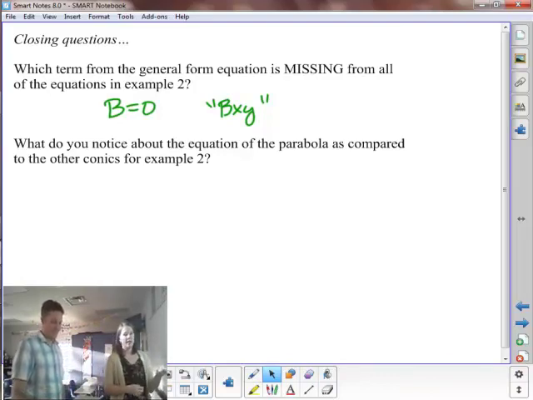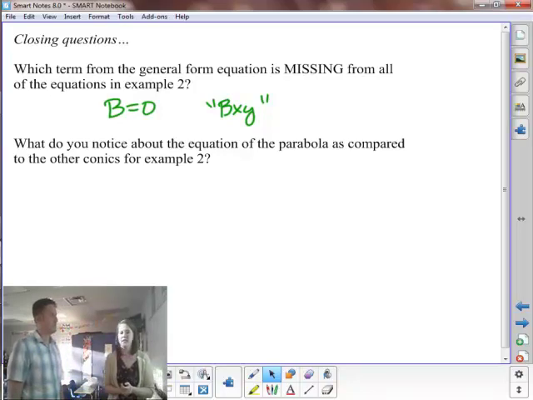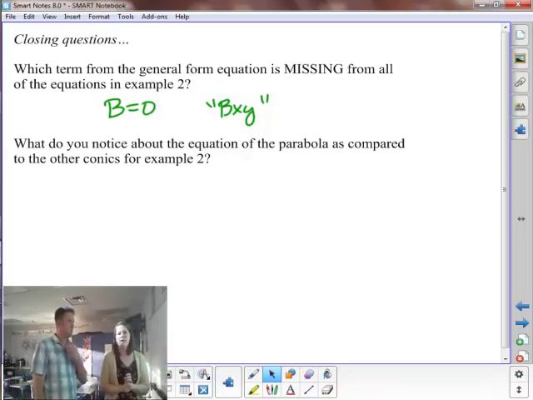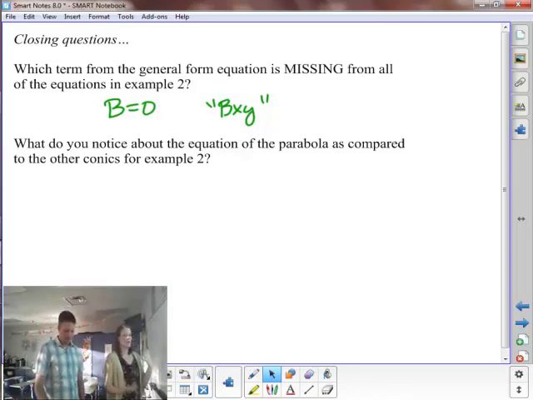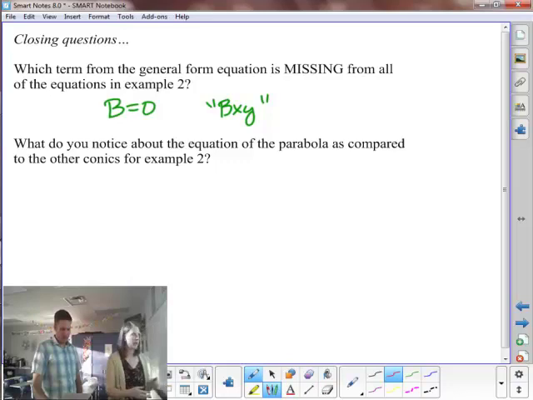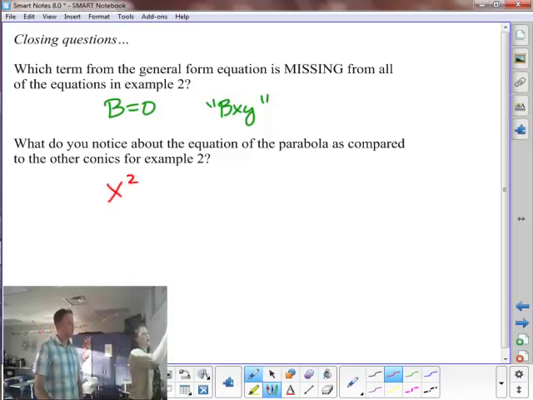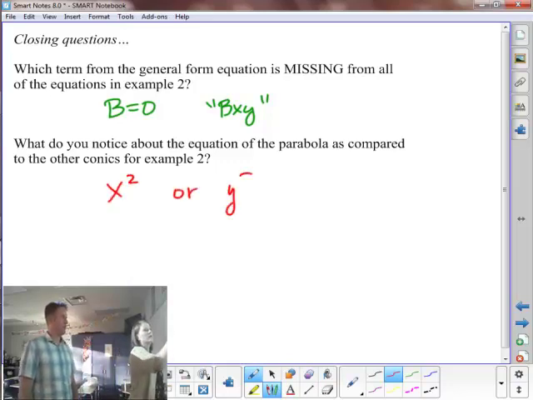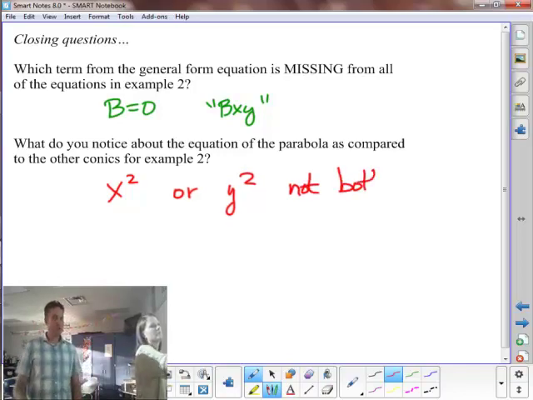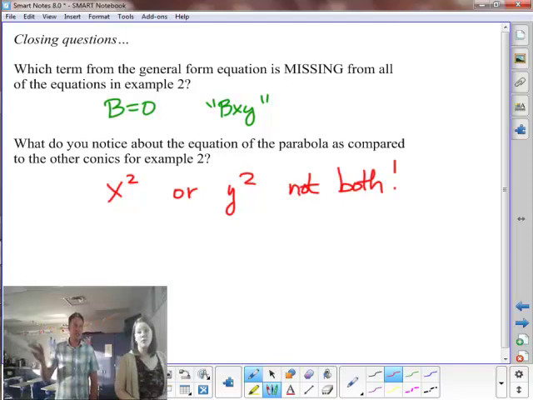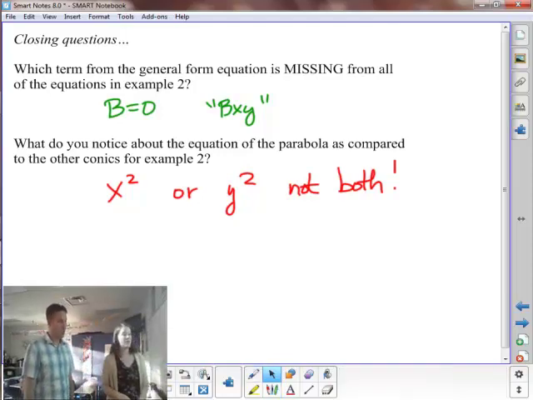If you have a Bxy term, it must be on the kind of question that's not necessarily completing the square, but that's just identifying the type of function. Maybe putting it in the general form or something. Anything else we noticed about the parabola? We did kind of already mention this. The parabola is either going to have x squared or y squared, but not both. If you have an x squared and a y squared in there, it's not a parabola. It's going to be one of the other shapes.